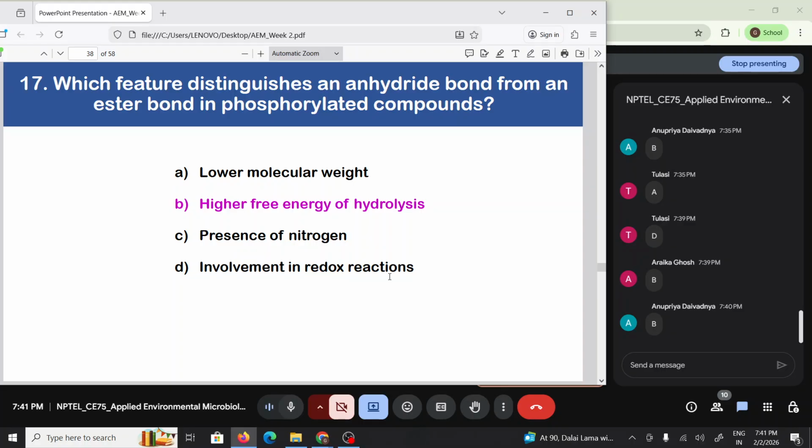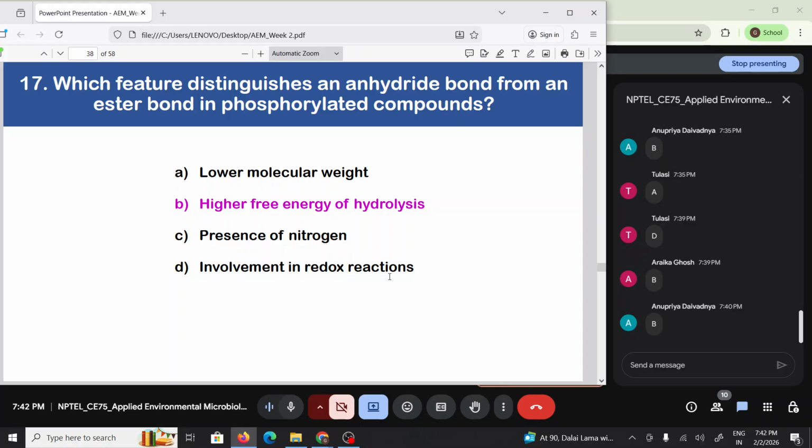So it's kind of a trade-off for energy. In that case, the bonding plays a very critical role. Which bond, when broken, gives you the maximum energy? That will be most favorable, because you can store a lot of energy in that way, right? So the distinguishing feature between anhydride and ester bonds in phosphorylated compounds is going to be the high free energy of hydrolysis. Whenever you hydrolyze the compound, whichever gives you the highest energy, you'll be concerned about it.